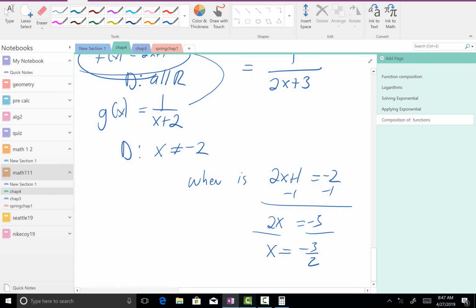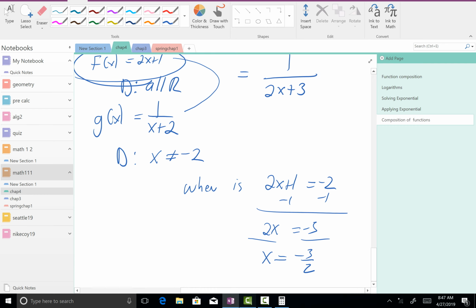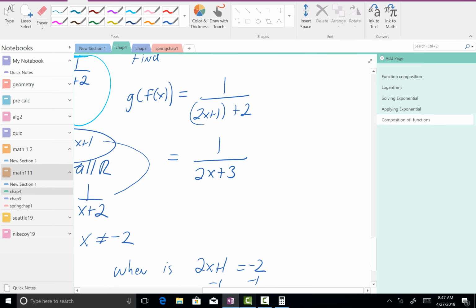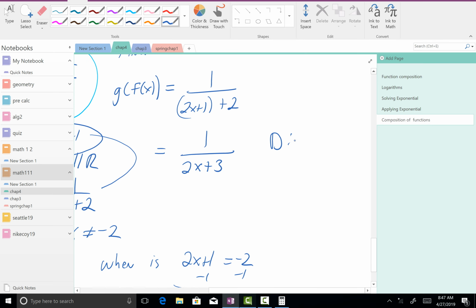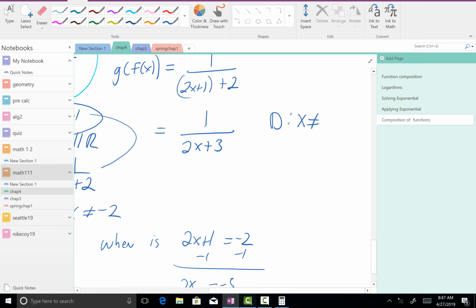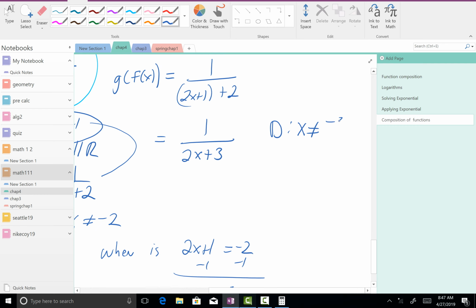So what we want to say is, for this composition right here, my domain cannot be negative 3/2. That doesn't work. Everything else is okay, but it can't be negative 3/2. And it all comes from the idea of those tables, the output becoming the input. That's where it comes from.